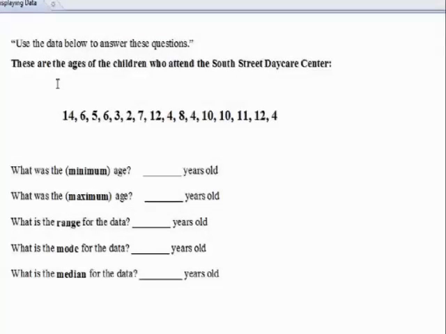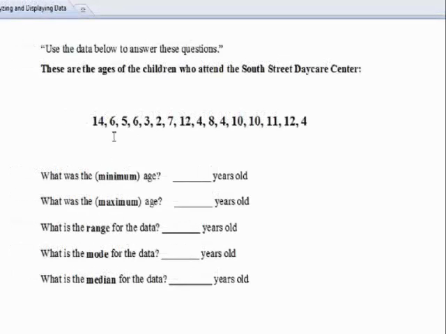In this lesson, we're going to analyze data, and we're going to look at the data that we're given to answer some questions. This data given here represents the ages of the children who attend the South Street Daycare Center. The ages can vary from 14 all the way down to 2. All right, let's answer some questions.